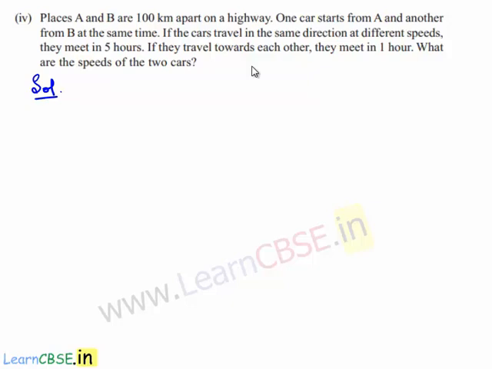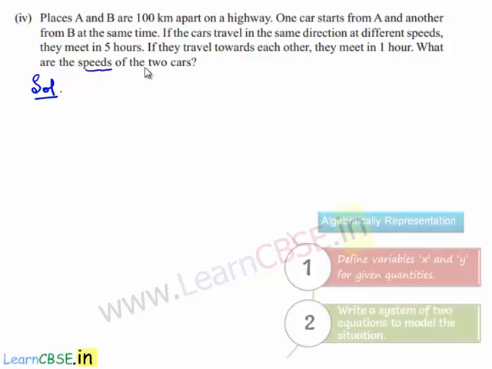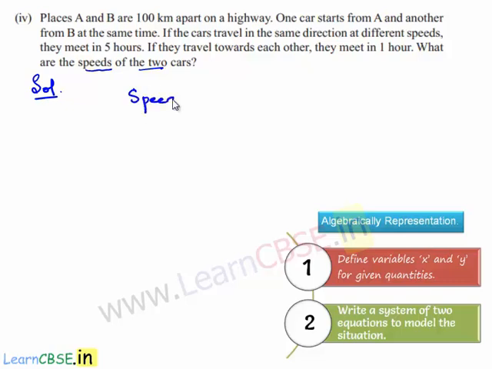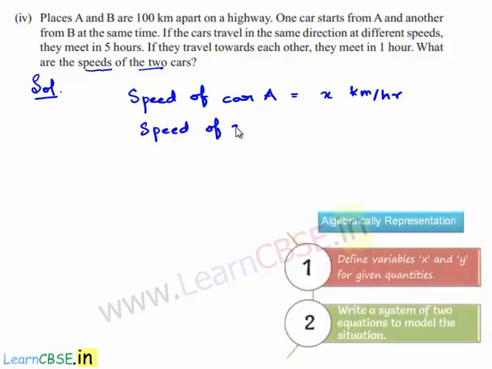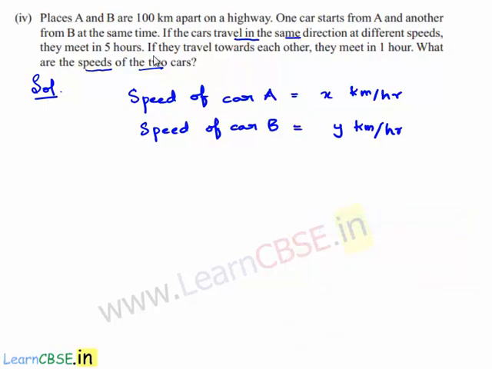So in this problem, we are required to find the speeds of the two cars. Let the speed of the car starting from A, the speed of car A, be x kilometers per hour, and the speed of the car starting from place B, that is the speed of car B, be y kilometers per hour. In this problem we are given two cases. One is the cars travel in the same direction, and the other is the cars travel towards each other.